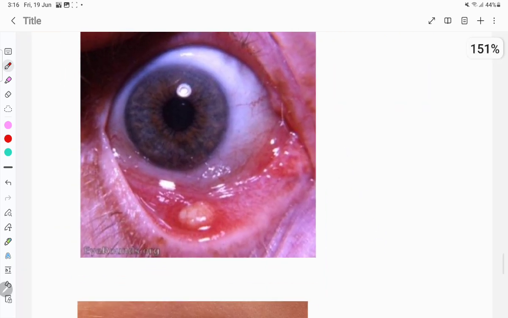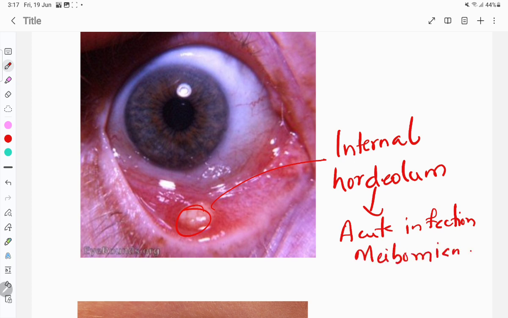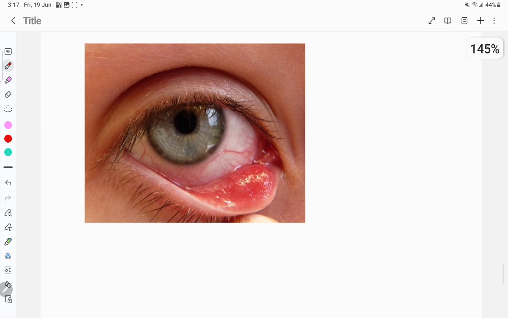Now look at this picture. What does this show you? Yes, this is a case of internal hordeolum, right? Now, this is an acute infection of which gland? Tell me, internal hordeolum, it is an acute infection of the meibomian gland. Okay, next, last one, which is very, very important.